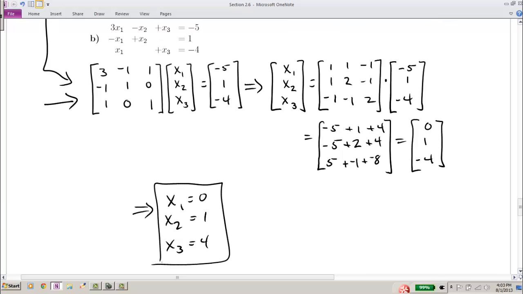Even if we hadn't already had the inverse of this matrix from a previous example, we would only have had to go through the process to find that inverse once, right? And then we would be able to use it again, use it for both of these systems because the coefficient matrices were the same.